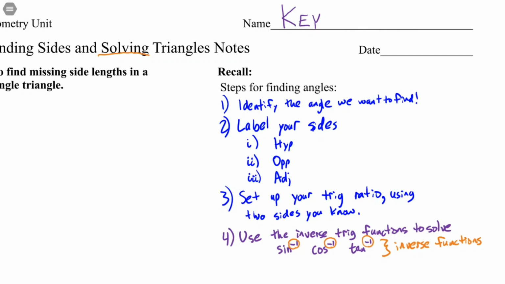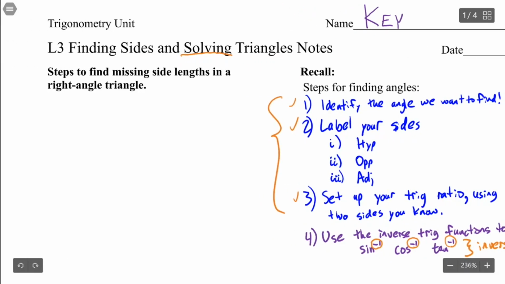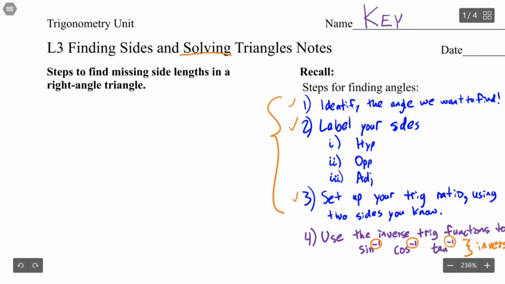Then next step, you're going to need to label your sides in the same order we always have, hypotenuse first, then opposite, then adjacent. Then you're going to need to set up your ratio using your SOH CAH TOA, whichever two sides you care about. In this case, we're going to know one of the sides and we're going to want to find one of the other sides. And then step 4 is going to be different in this case. But first of all, let's go over these first three steps. They're almost the same as last time, just slightly different.